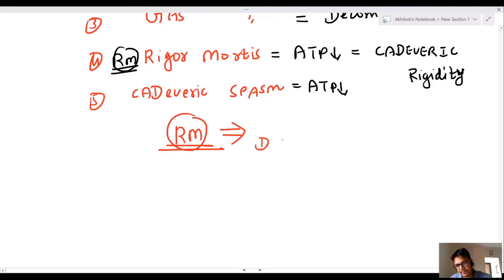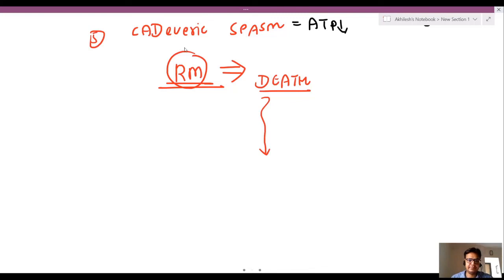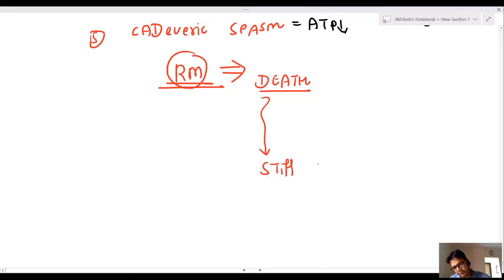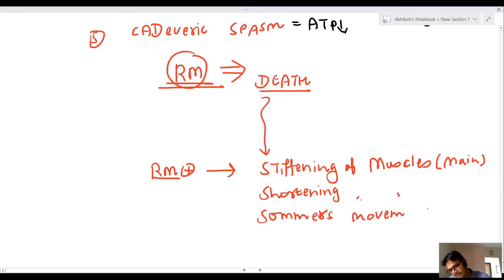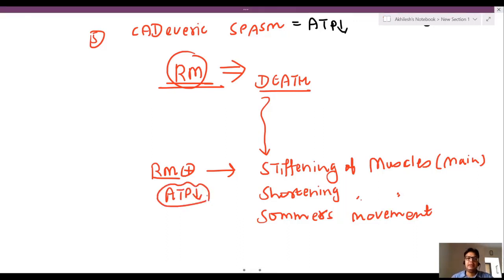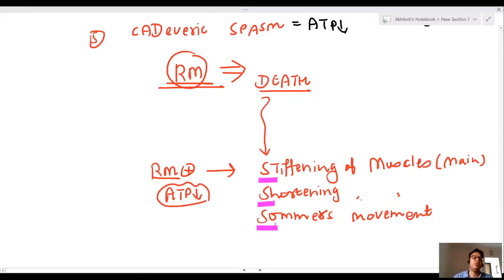After some time of death, there is stiffening of muscle. This is known as rigor mortis. Stiffening of muscle as well as shortening of muscle, but mainly it is stiffening. Shortening is less. It is also known as Sommer's movement. Mechanism, I already told you, ATP is depleted. Rigor mortis, stiffening of muscle, shortening of muscle, Sommer's movement, all are same.